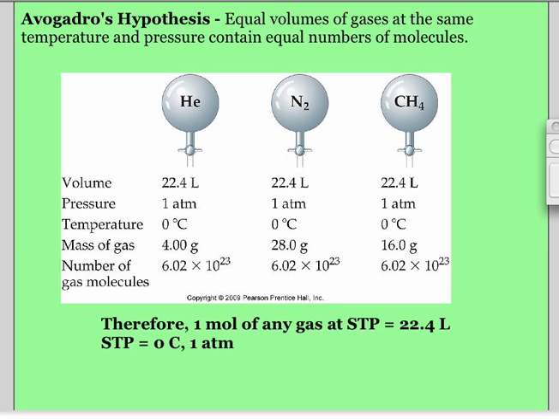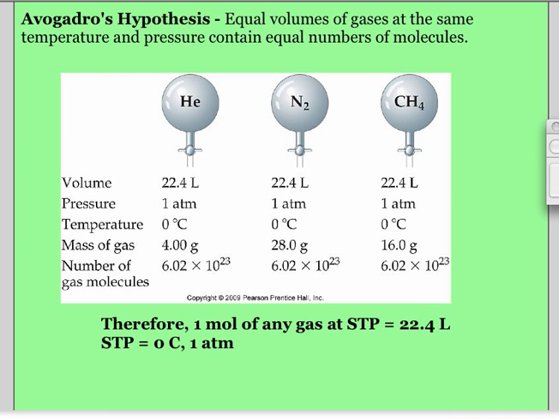There is also this thing called Avogadro's hypothesis, and he basically said that if you have the same number of molecules of a gas, they're going to take up the same amount of space if they're in the same conditions, so same temperature, same pressure. So if you look here, we have helium, nitrogen, and we have methane. Different masses, but same number of molecules, and the same pressure, same temperature, and you'll notice they're all 22.4 liters. So even though they're different masses, since they have the same number of molecules, since they're all 1 mole, they're going to take up the same space.